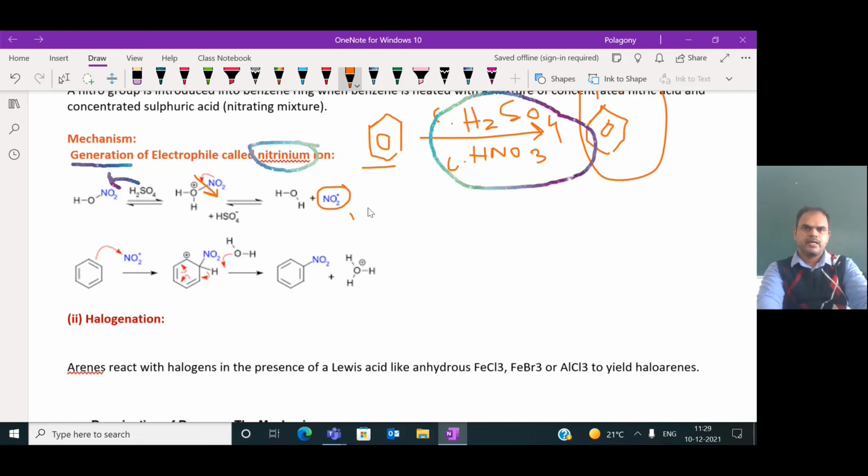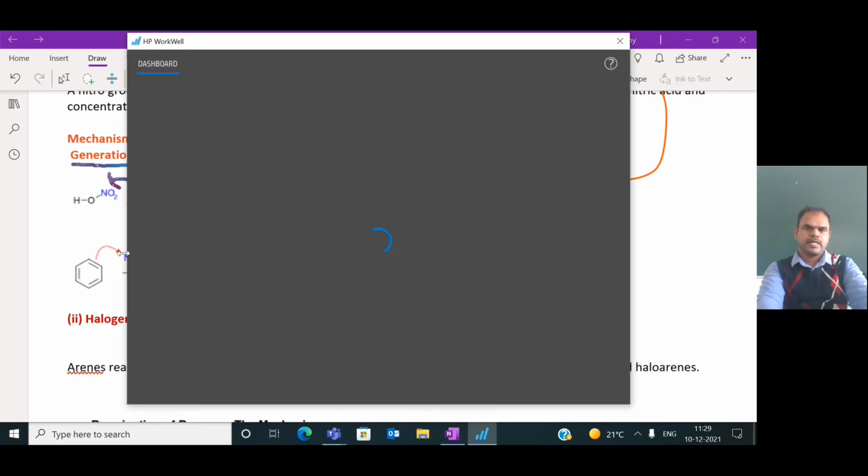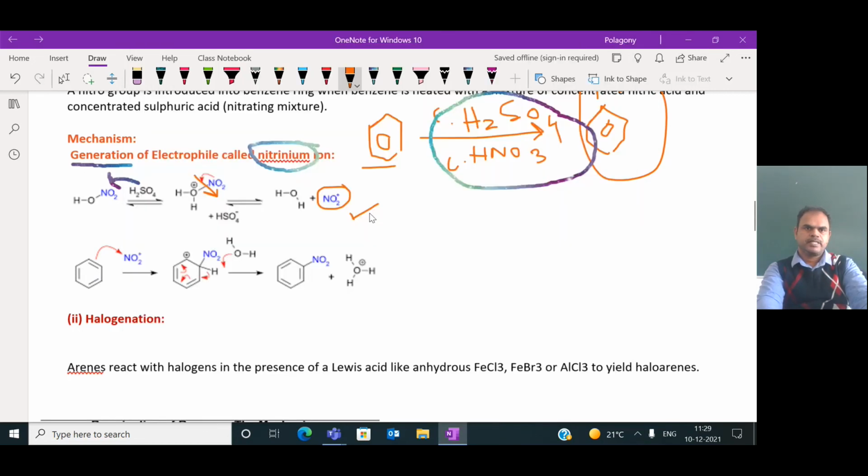Nitronium ion is the electrophile. This is the electrophile which attacks the benzene ring. So this electrophile, nitronium ion, is produced when nitric acid reacts with sulfuric acid. Then this electrophile attacks the pi electron system of the benzene. Benzene has pi electrons. The pi electrons are donated to the nitronium ion, and the nitronium ion makes a bond with the carbon. Then the carbon gets the positive charge, so benzene gets the positive charge.